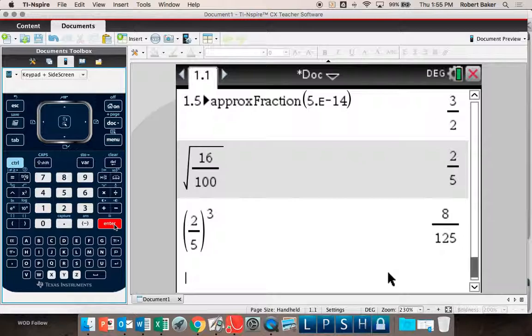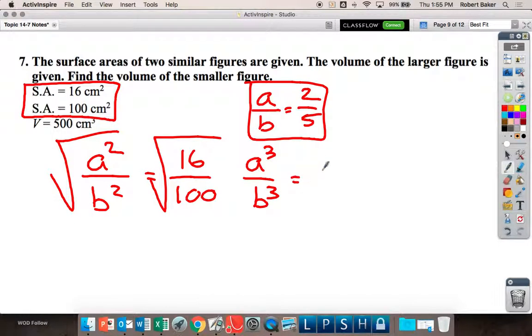So now that we've calculated that their volume ratio is 8 over 125, we're able to put this number in its correct location. The volume of the larger is given. So is this the big one or the small one? This is the big one. It is asking us to find the volume of the small one. So the bigger number goes on the bottom. So this is our ratio of volumes, and these are the two volumes that we're trying to figure out.